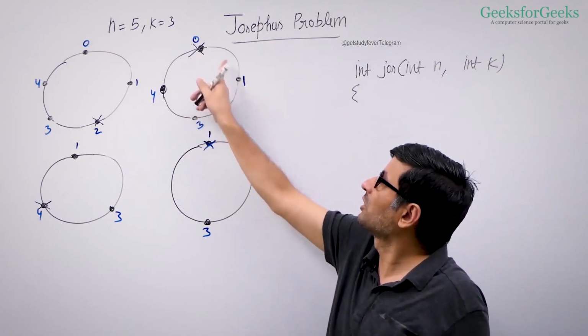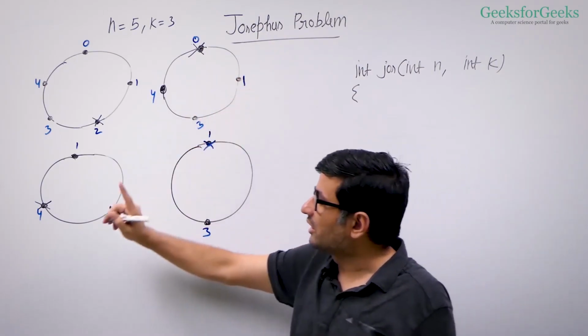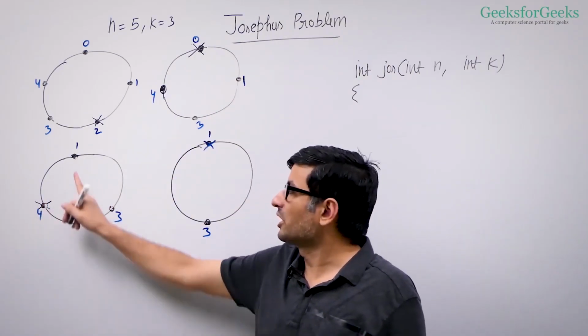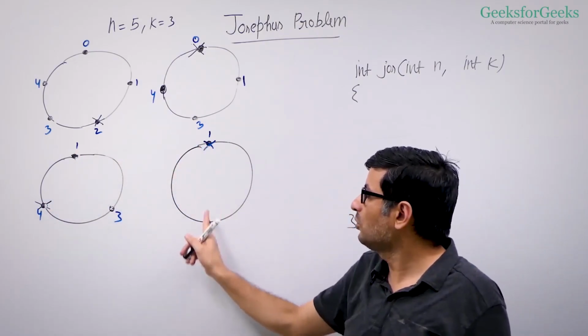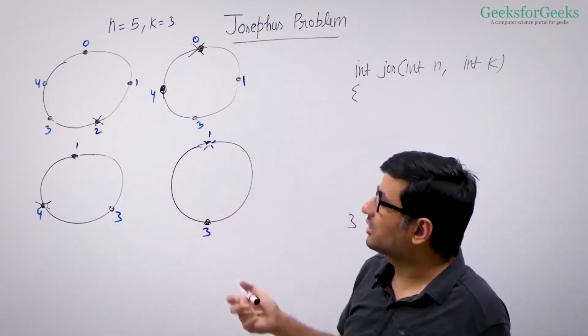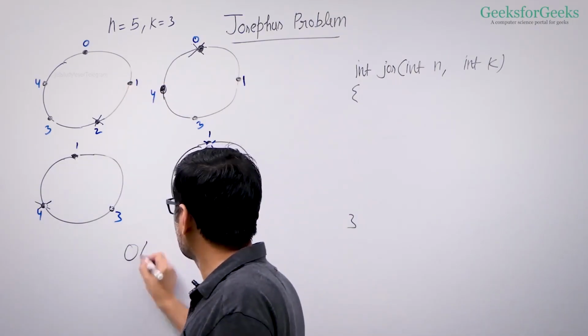And the pistol is handed over to 1. And now again the third person is killed. So 1, 2, 3. This is killed. Now the pistol is handed over to 1. And what is 1 going to do? 1, 2, 3. So 1 is going to be killed. So the survivor is 3. So for this input, our output is 3. 3 is the survivor.